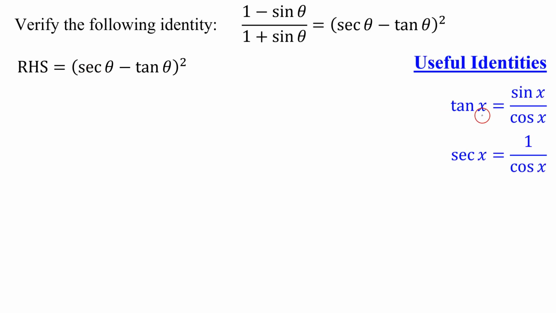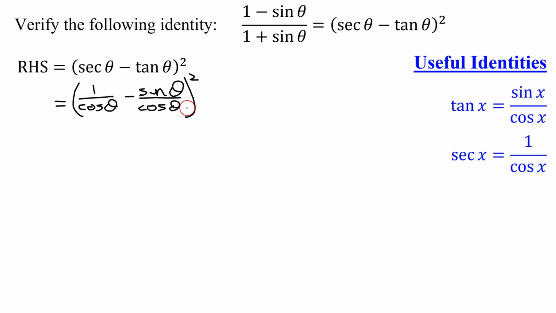I'm going to need the tangent and the secant written in terms of sines and cosines. So instead of secant theta, I'm going to have 1 over cosine theta, minus tangent theta will become sine theta over cosine theta. And then I'm going to have to take that binomial and square it.